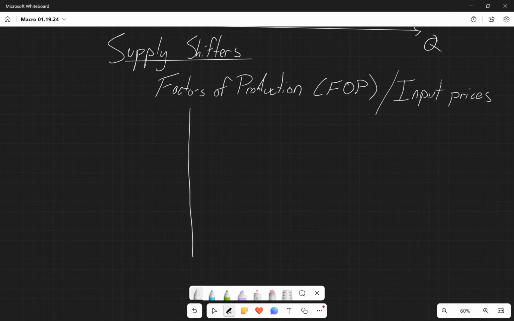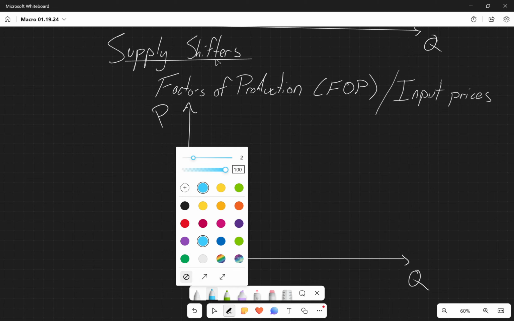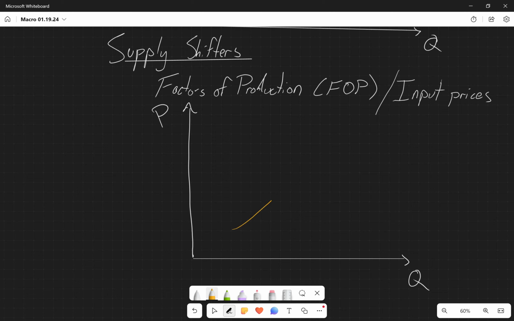So let's go ahead and take a look at how factors of production are going to influence our supply curve. Again, we use our mnemonics LMNOP, QRS in order to figure out which goes where. We're going to go ahead and have an upward sloping supply curve, and we're going to say there's going to be an increase in the price of some input. So an increase in the price of some input is going to cause our supply curve to shift inwards.